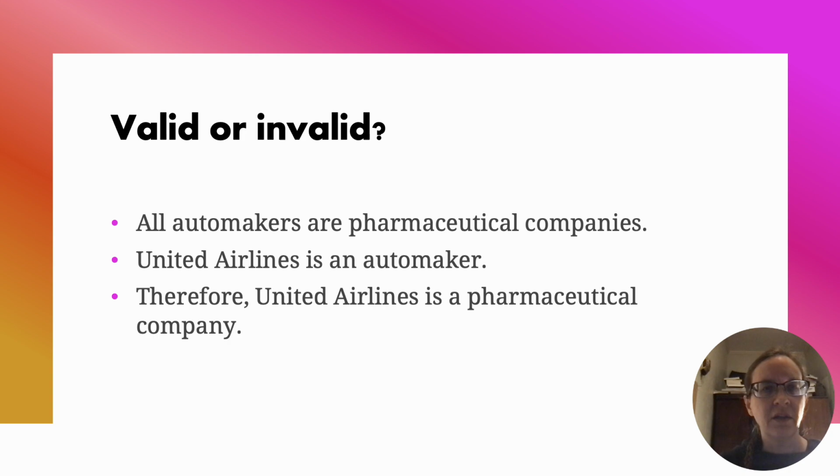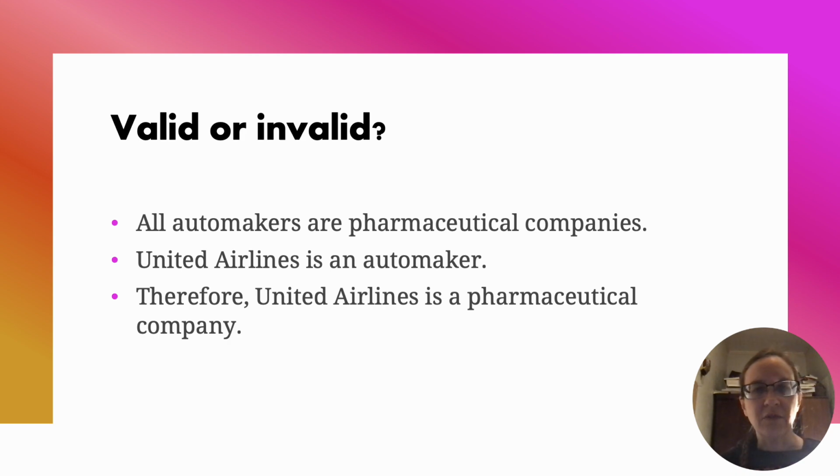But wait. The first premise says all automakers are pharmaceutical companies. Let's suppose that that were true. And we have to do that, right, to evaluate an argument. We have to suppose that the premises are true. So suppose that all automakers were pharmaceutical companies. And suppose that United Airlines were an automaker. Would the conclusion follow? It would, right? Because if it were the case that that were true, then the conclusion would be true.